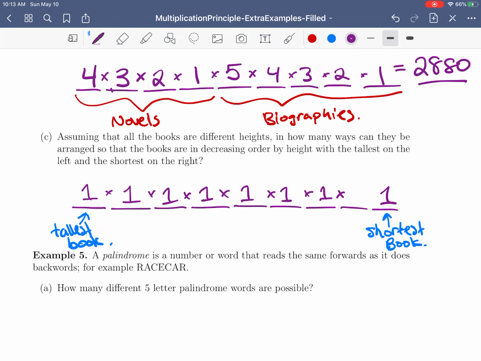So here we're just multiplying 1 a bunch of times. There's only one way to arrange them here. The tallest one on the left, all the way down to the shortest one on the right. So don't let this confuse you. The arrangement is determined here because it depends on their heights. So this can happen sometimes.